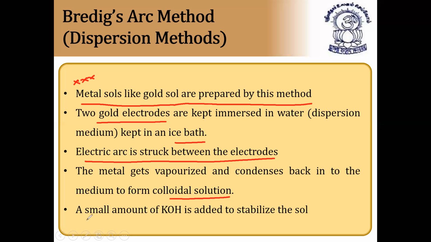To make it more stable, a small amount of KOH is added to stabilize the sol. This is called Bredig's arc method. So let us see the diagram of Bredig's arc method now.